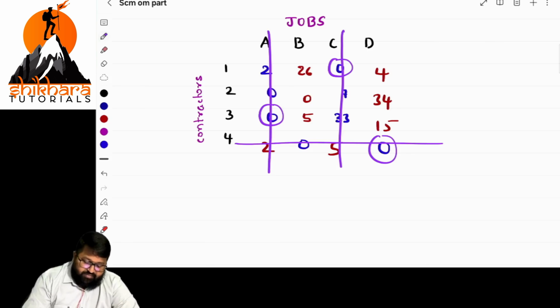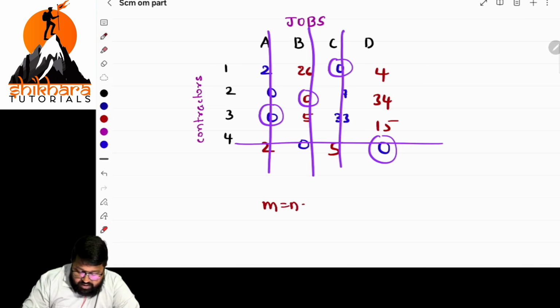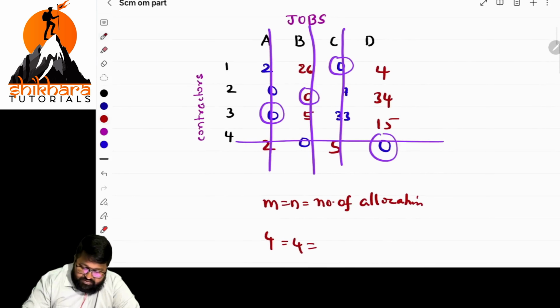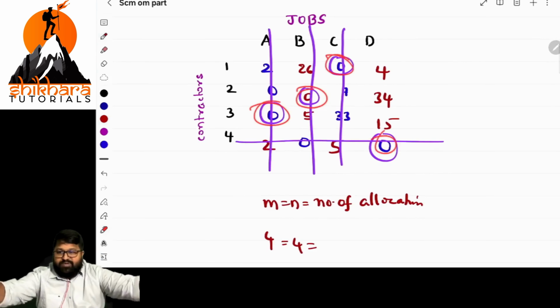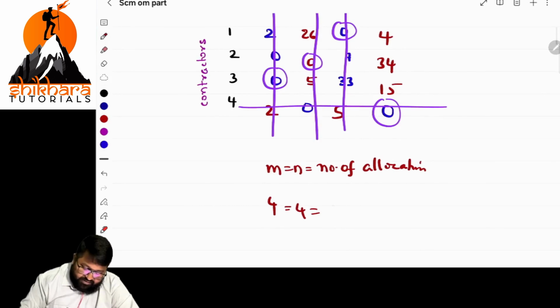Okay. Now I am checking the rows with a single zero. So is there a chance? No. Is there a chance? Yes. So mark it and cancel the columns. Now the check is, sir, whether m equal to n equal to number of allocations. So how to get 1, 2, 3, 4? Superb. We are very happy. Okay. So now we have the allocations.